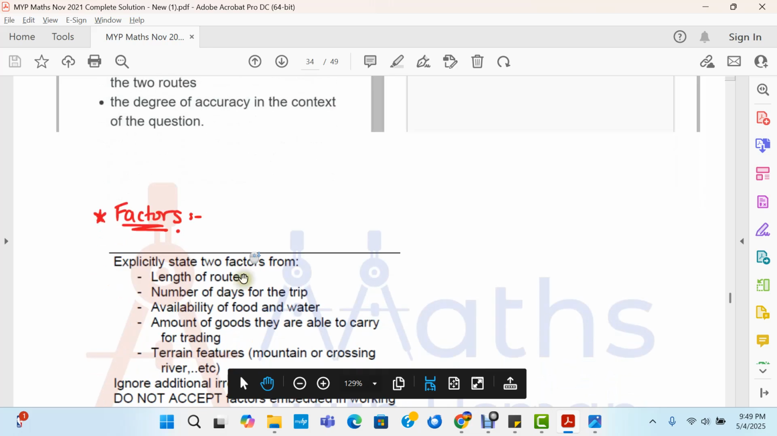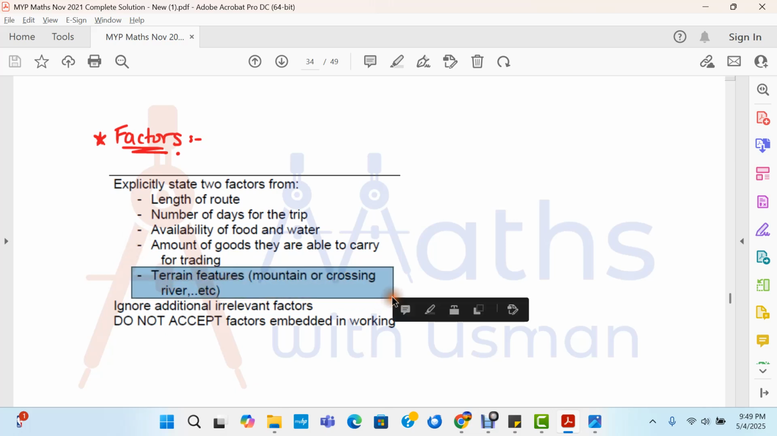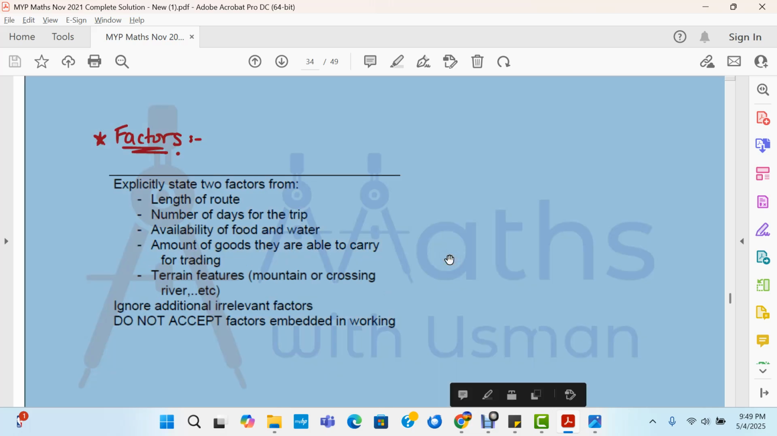The amount of goods they're able to carry for trading. Well, obviously in the video you know that both of the routes have separate advantages and disadvantages for trading, and the whole purpose of this trip by both families is to trade. The terrain features, we know that they are different. One route is a land route with the deserts, and the other is a mountainous route with the tough terrain.